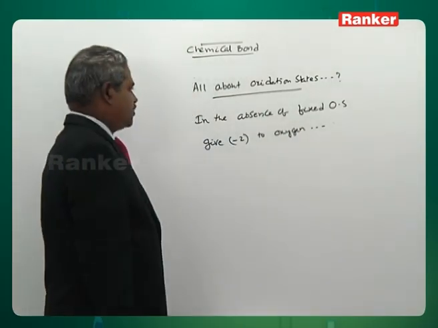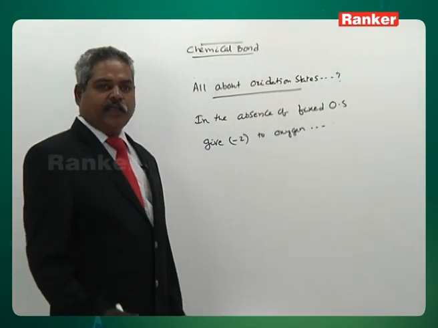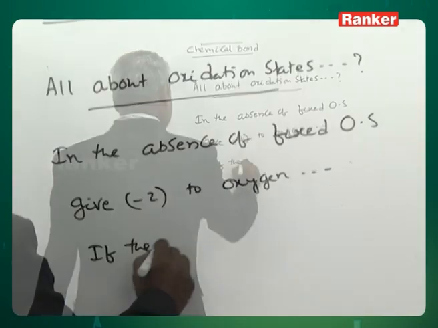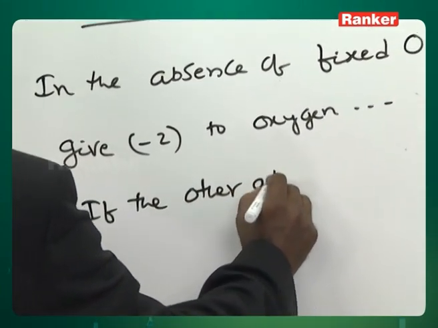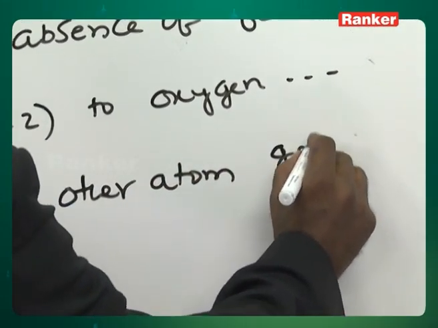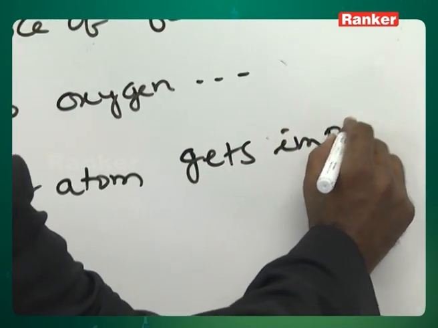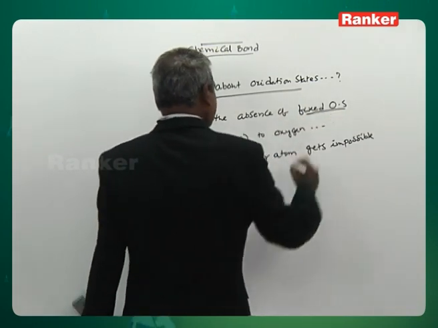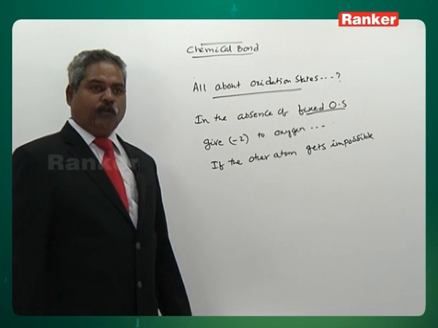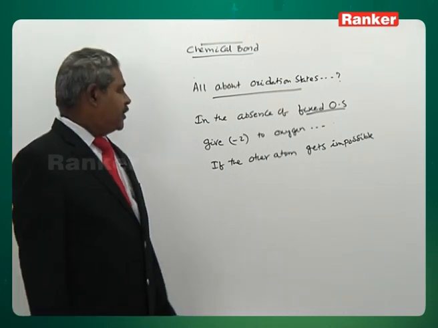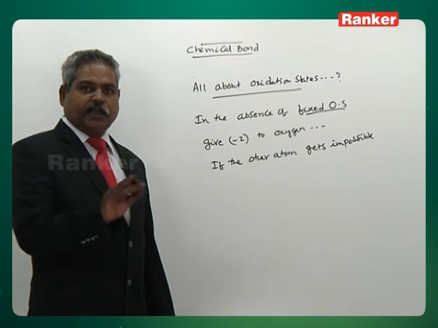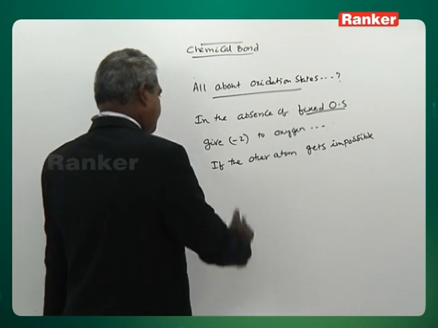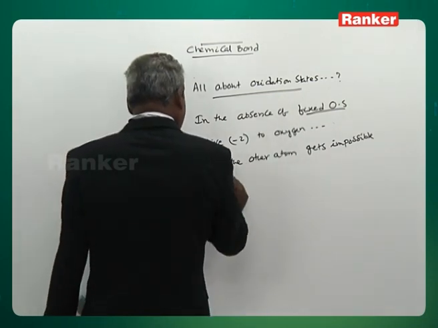In the absence of fixed oxidation state, give minus 2 to oxygen, and if the other atom gets impossible oxidation state. When there is no fixed element, what do you mean by that? No 1A, no 2A, no fluorine. When they are there, there is nothing for you to worry. They will decide others. So, in the absence of fixed oxidation, you give minus 2 to oxygen. If the other atom gets impossible oxidation state.